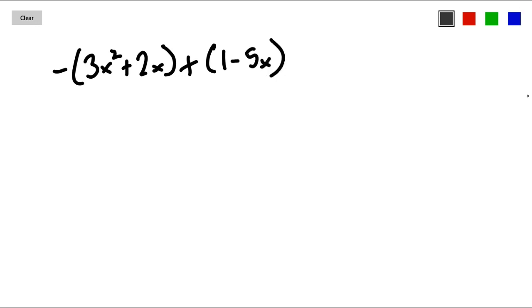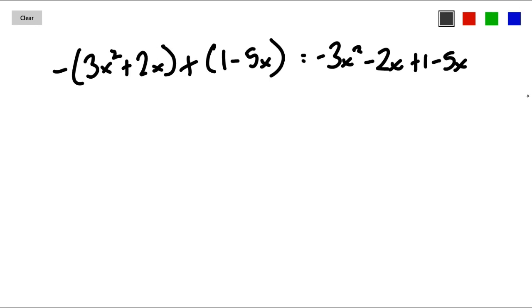Let's say I have the polynomial minus 3x squared plus 2x, and I want to add that to 1 minus 5x. So the first thing that I'm going to do is distribute the signs to each of the terms in the polynomial. So when I distribute the negative, I end up with negative 3x squared minus 2x, and then I distribute the positive out. So I have plus 1 minus 5x.